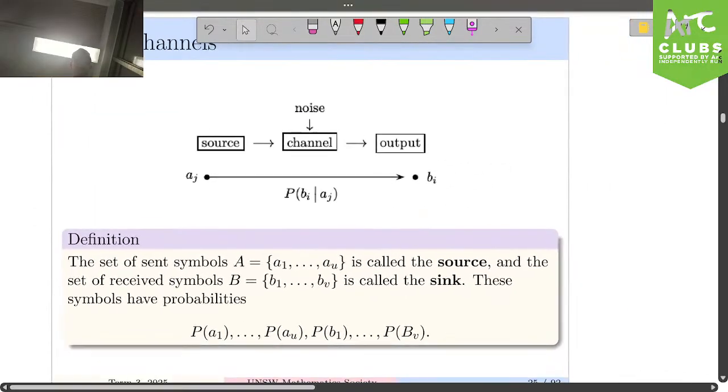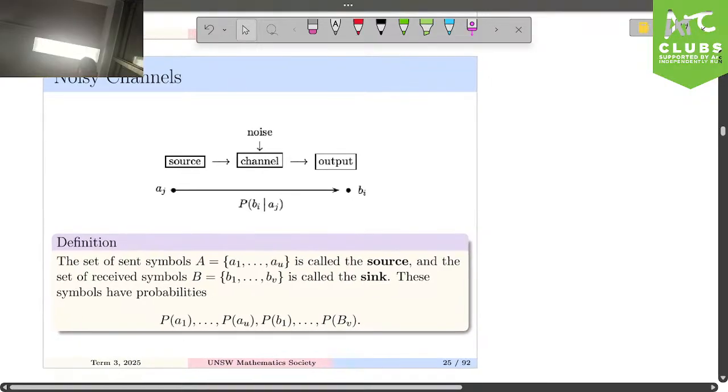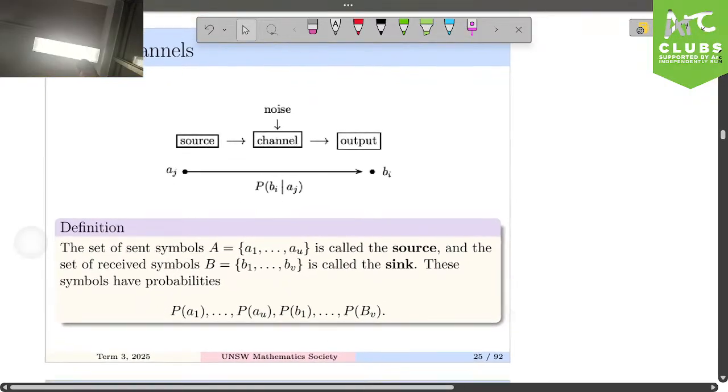Now, the last thing I believe in this section is going to be talking about concepts such as the mutual information that we'll get to in terms of noisy channels. So, do you have a question?